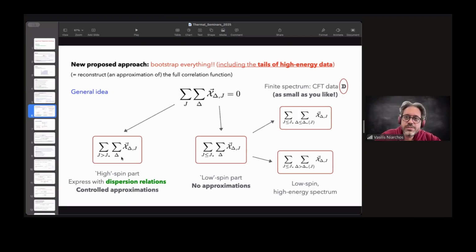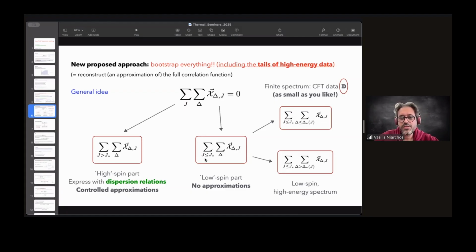And this is the only place where I'm going to do an approximation. So the approximation will go into how I will approximate the dispersive, basically the discontinuity or, in other contexts, double discontinuity of the correlation function. But I will try to argue in the thermal bootstrap context that the approximation will be controlled in a specific manner, which I will explain. So this is the high spin part.